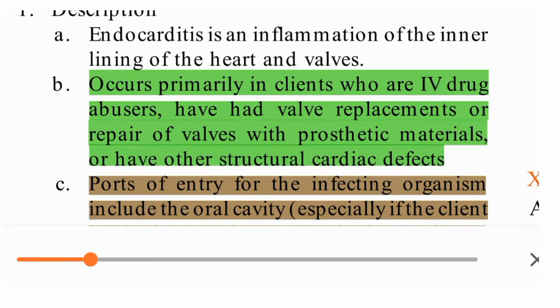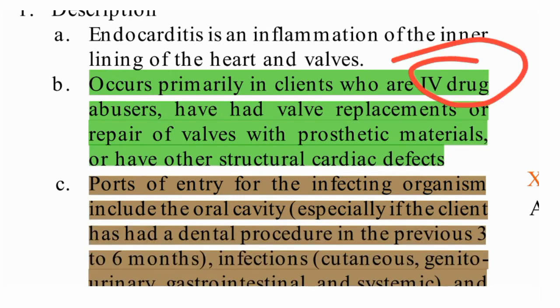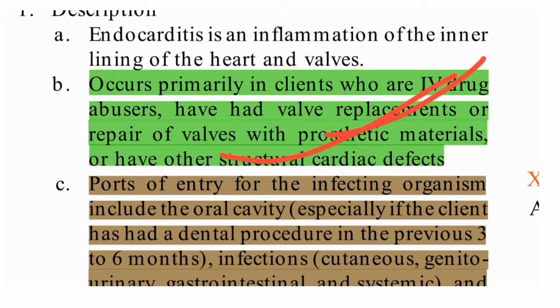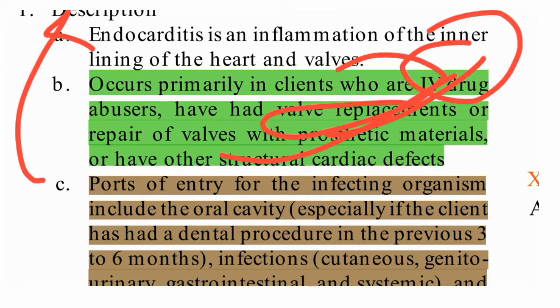So mainly it will be there in IV drug abusers and those who have had valve replacement or repair of valves. So IV drug abusers, and those who had valve replacement with prosthetic materials or have structural cardiac defects. So in that condition endocarditis will be there. IV drug abuser, valve replacement, or any structural cardiac defects. Okay.